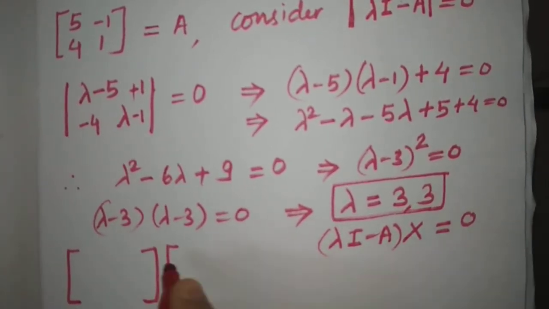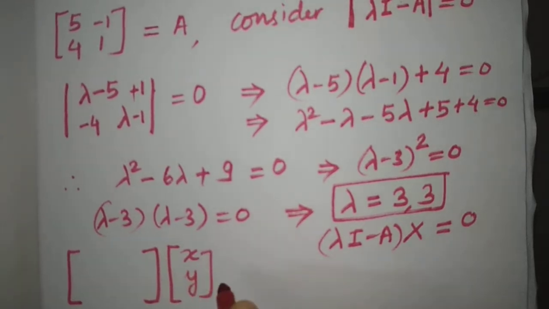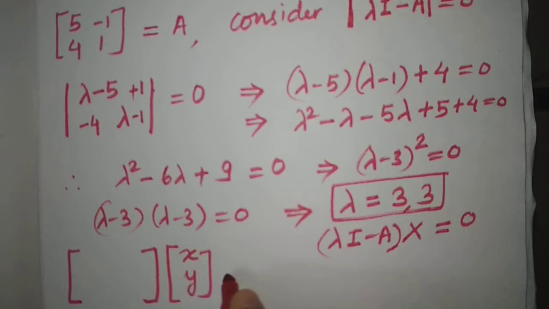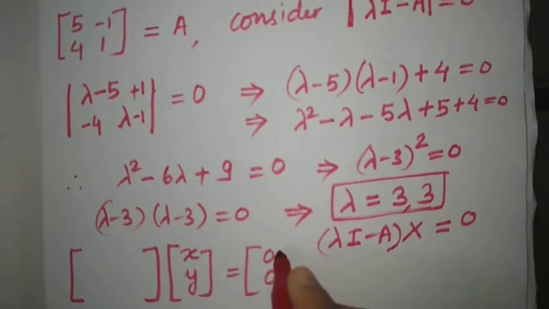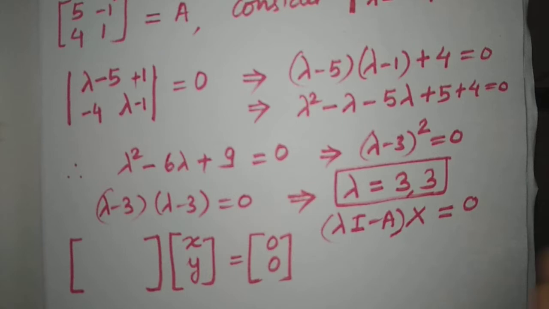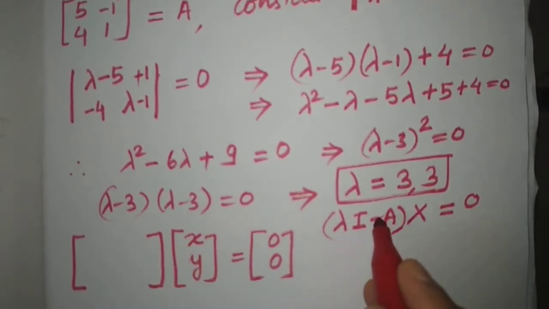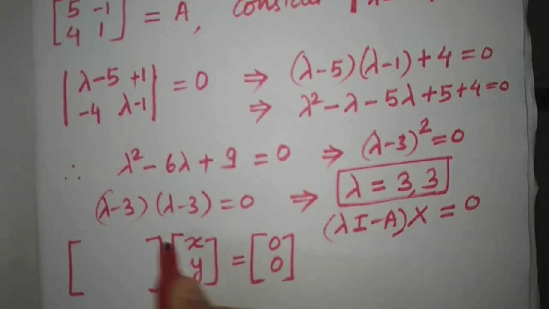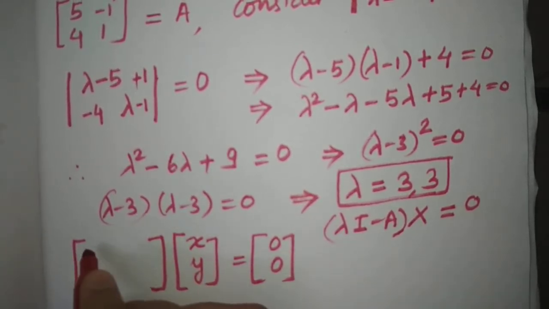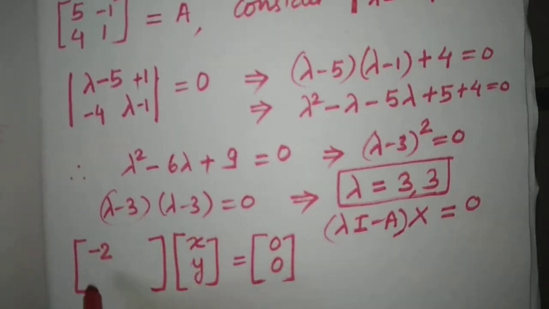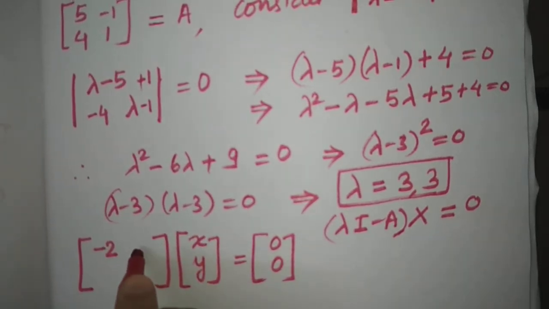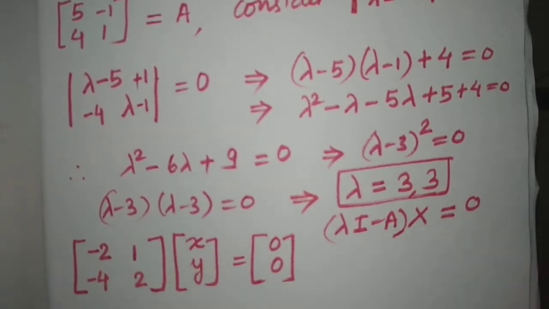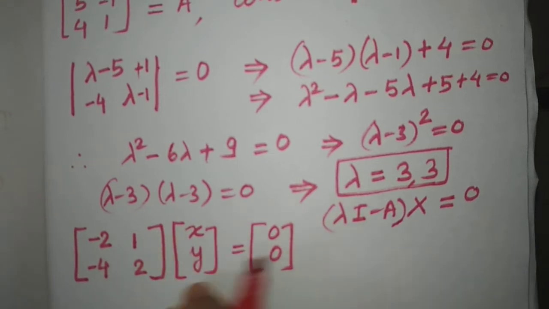So this x is just x comma y, because the size of A is 2 by 2. So this 0 is a column matrix 0, 0, and for lambda I minus A, you put lambda equal to 3 and write the matrix. So the matrix is 3 minus 5, which is minus 2, then 1, then minus 4, and 3 minus 1 is 2. Now you just find the solution for this system.